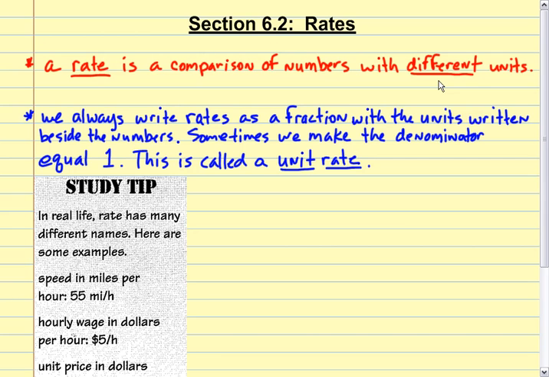We always write rates as a fraction with the units written beside the number, and we do that because the units are different. Sometimes we make the denominator equal 1. This is called a unit rate, okay? We like the denominator equal 1 because then we can compare things, okay?